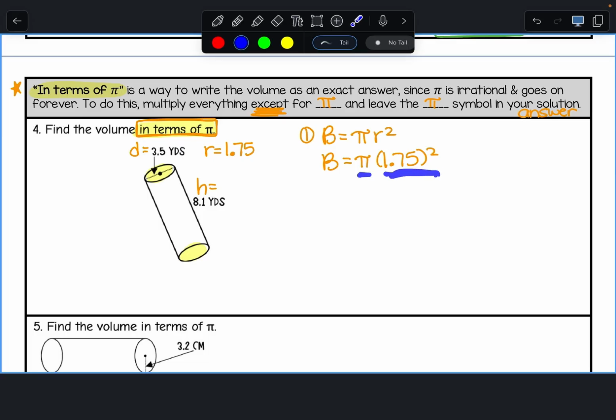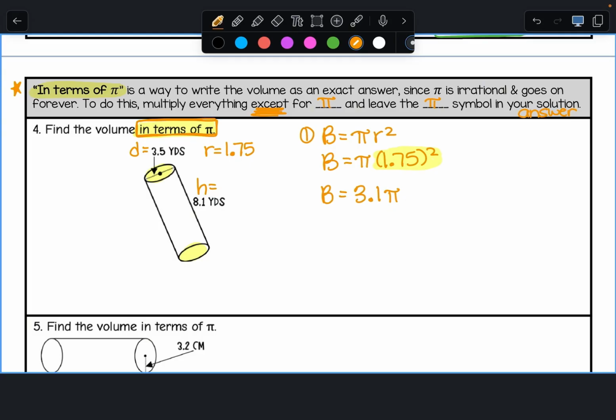Is 1.75 squared a number? Yeah, those are actual numbers. Those are like physical numbers, right? So this is the only thing that you put in your calculator. When you're given in terms of pi, you only put the actual numbers in the calculator, no symbols. And pi is a symbol. So when I do 1.75 squared, when I type that in my calculator, I get 3.1. So that means it's 3.1 pi. Okay? Yes? Do we understand that? If it says in terms of pi, you multiply just the numbers.